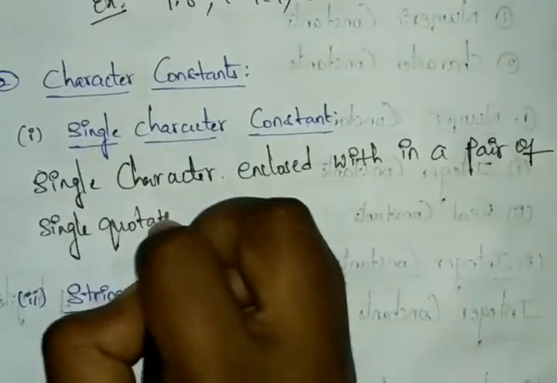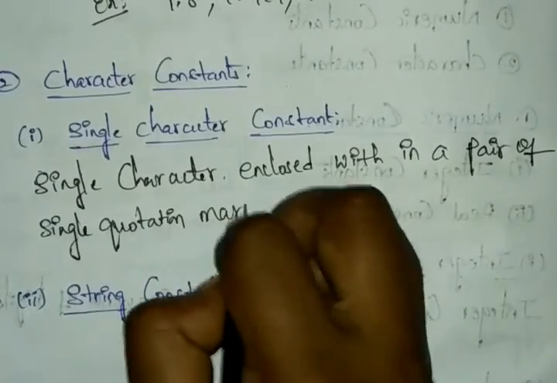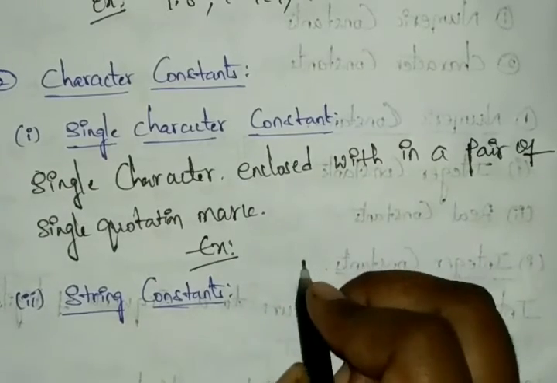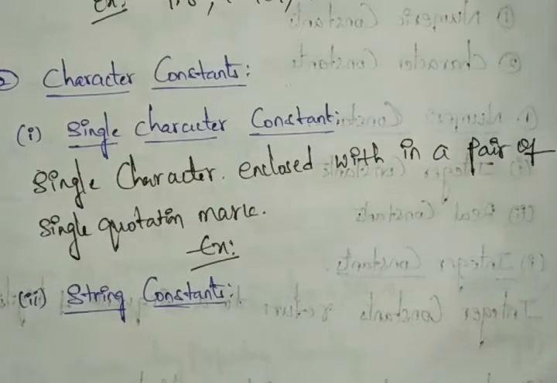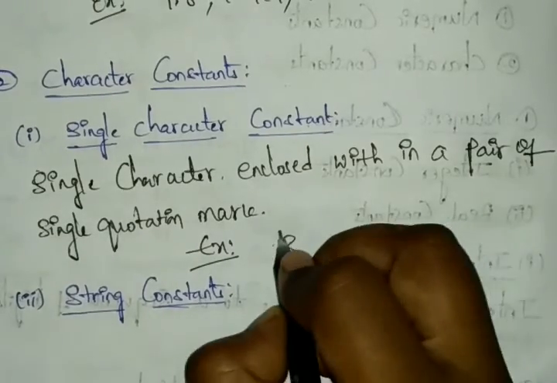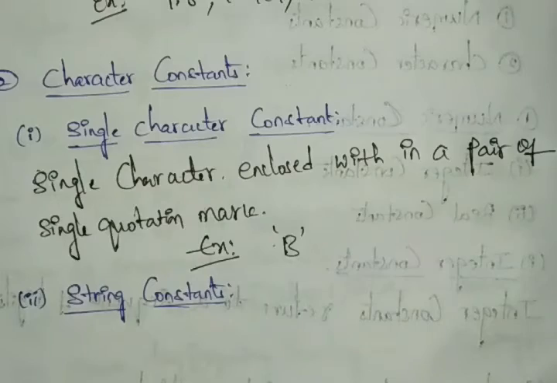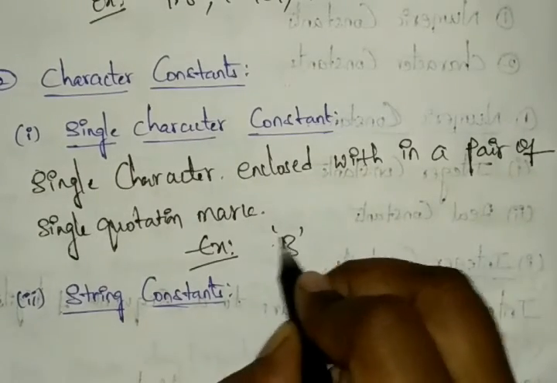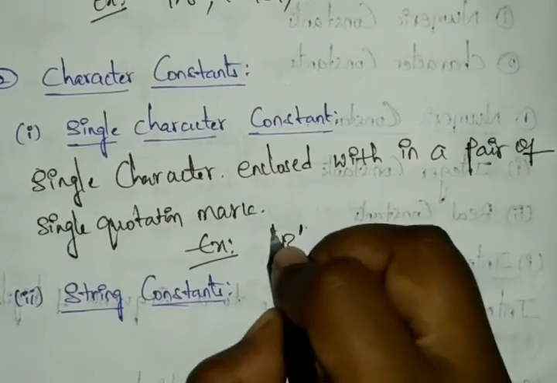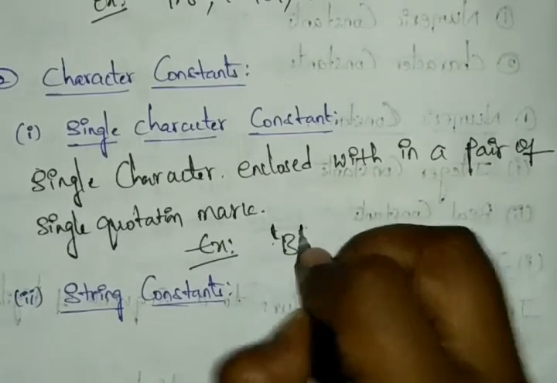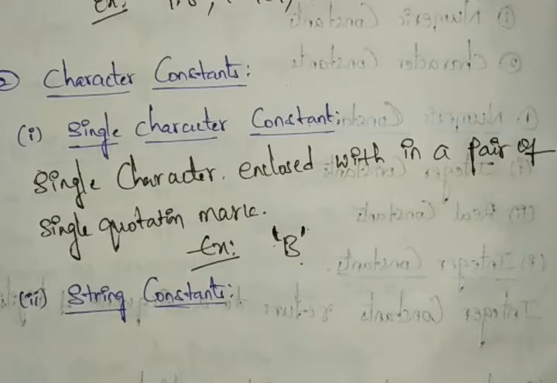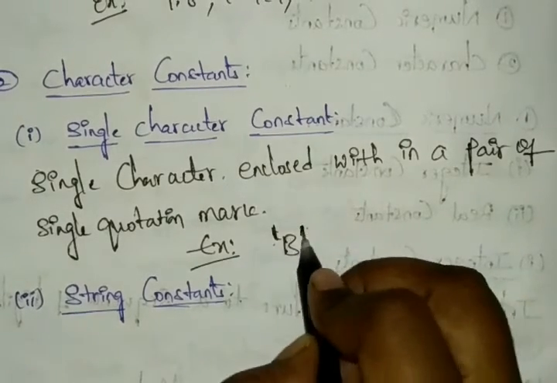Single quotation mark means it will have the single quote. For example, you can see if you're writing any character, or it may be any number, anything you can mention. Okay, so you can see this is the character now. Whatever character you give will have the single quotation mark, like this. The single character constants can be enclosed within a pair of single quotation marks.